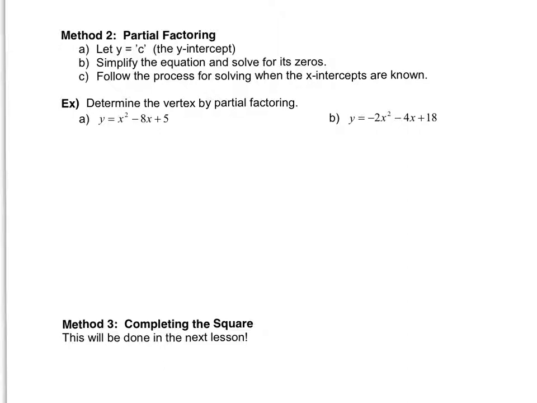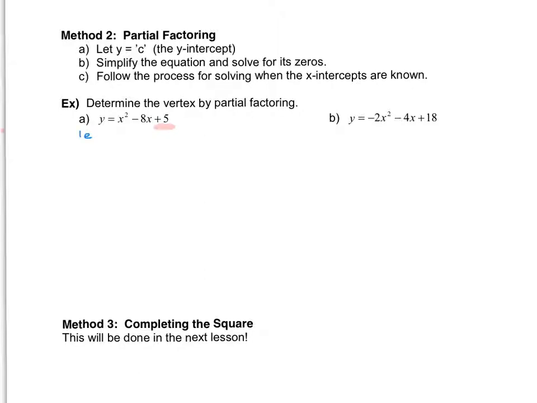What we do is we let the y value, the y in the equation, equal c. Now c is the y-intercept, it's the constant in your equation. So I'm just going to slide down to the example I have here. My c value, my y-intercept, is +5. So what I'm going to do is let y equal +5.